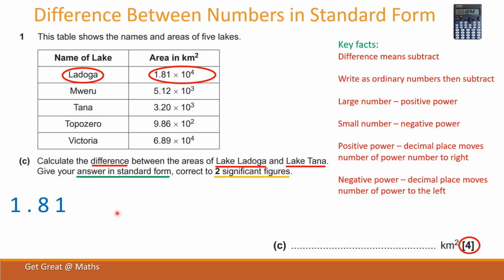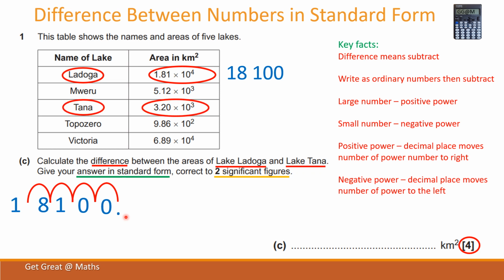The decimal point is going to move 4 places to the right, so I'm going to go 1, 2, 3, 4, and the new decimal point will end up here at the end. In the gaps, I've got to write zeros to hold the place value, and the decimal point moves from between the 1 and the 8 all the way to the end of the digits. So I've got the number 18,100.